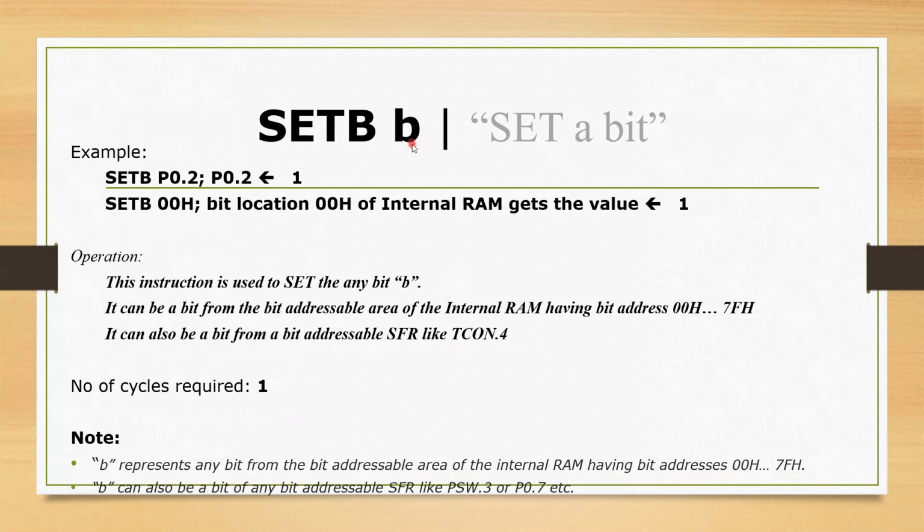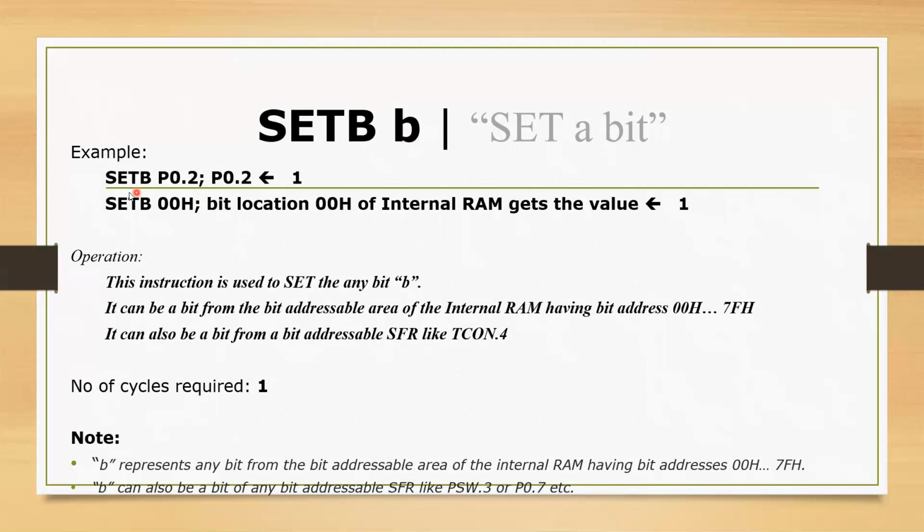B can represent any address from 00 hex to 7F, pointing to that location in the 16 byte bit addressable area of the internal RAM. Or B can also be any bit addressable special function register, like PSW register or port register, etc. So PSW.3 or P0.7, etc. Any special function register bit can be mentioned here to represent B.